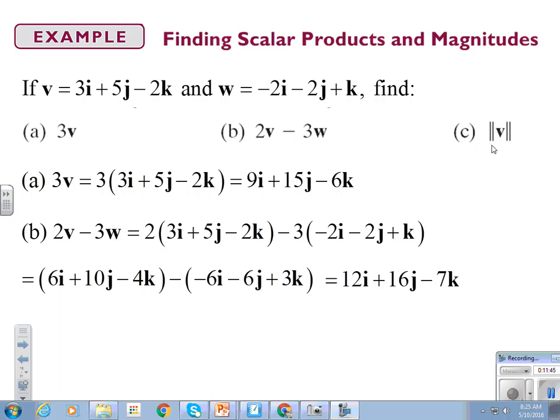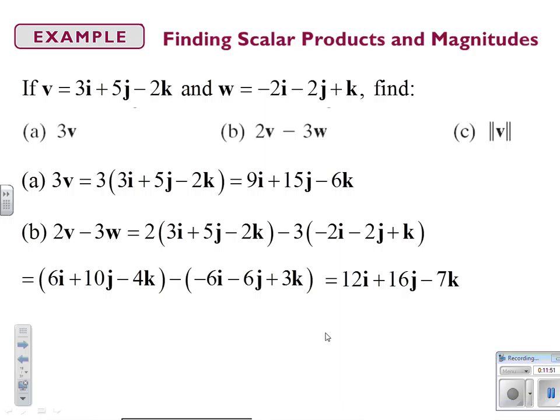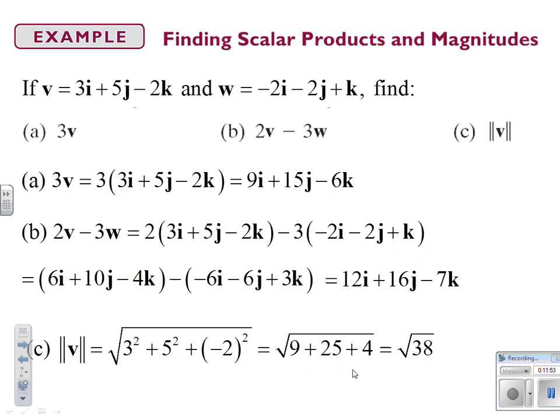For part C, we're just going to find the magnitude of v, and remember that's taking each of these coefficients, squaring them, adding them together, and taking the square root. So it's 3 squared plus 5 squared plus negative 2 squared, 9 plus 25 plus 4. When I add those together, I get 38, and the square root of 38 does not simplify down other than square root of 38.